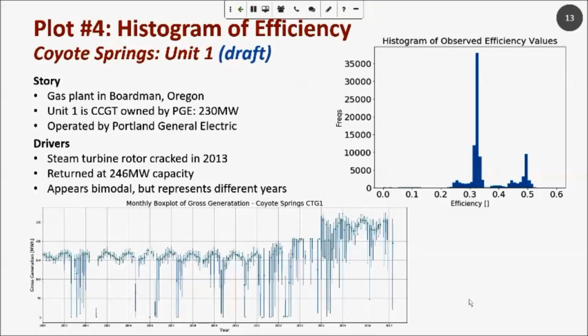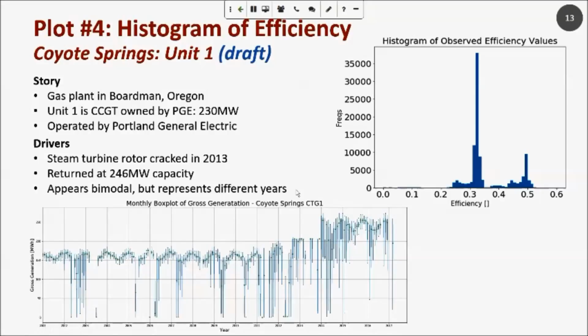So we really see two peaks here. We see one just above 30% or 0.3, and then we see another one centered just around 0.5 or 50%. And when we first looked at this, we were actually pretty puzzled. We weren't sure what to attribute this bimodal distribution of efficiency to. But when we reviewed the monthly box plot of generation, we were able to determine what we thought had happened.